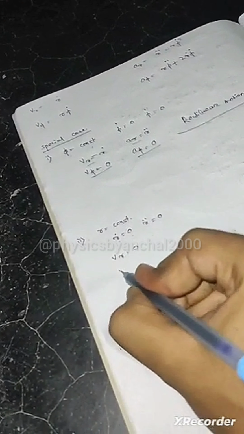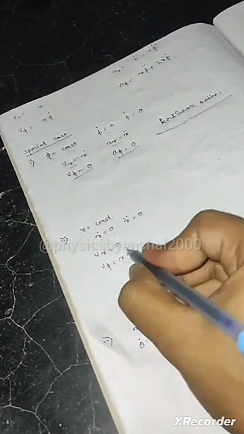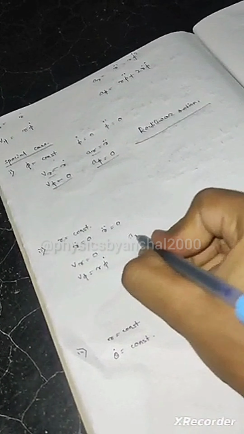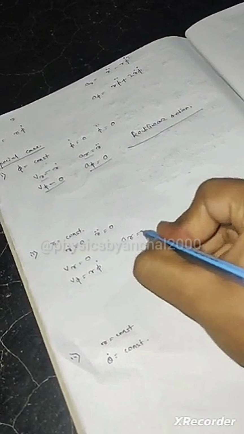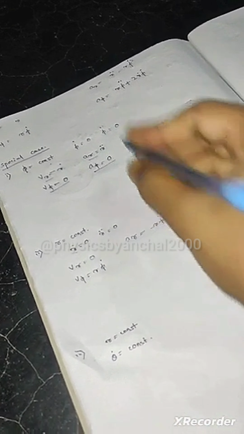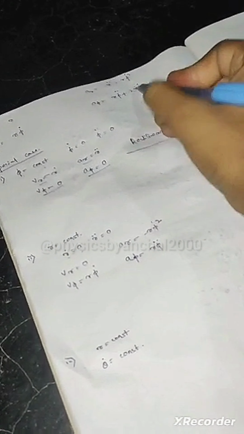Then what is V phi? V phi is equal to r phi dot, because r is constant and there is nothing about phi dot. Now what is Ar? Ar is equal to r double dot minus r phi dot square. r double dot is equal to 0. So Ar is equal to minus r phi dot square. And what is A phi? A phi is equal to r phi double dot, because r dot is equal to 0.